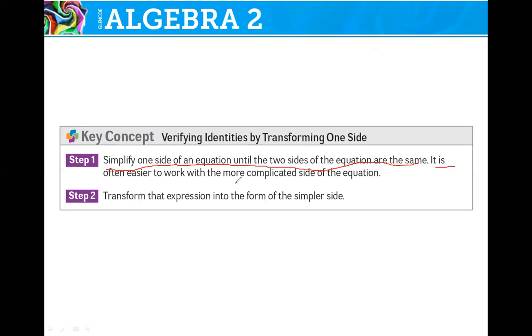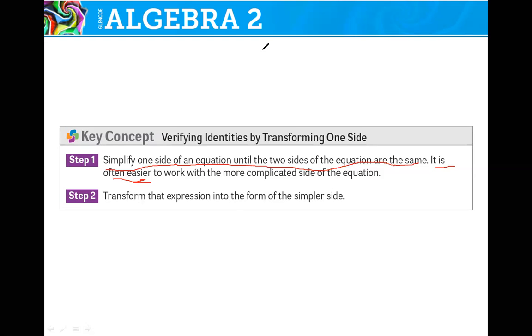It's often easier to work with the more complicated side of the equation. So if you have two sides, the first side is very simple and the second side is complicated, start with the complicated side and simplify it to get a simple answer. Okay, so this is our remark: transform the expression into the form of the simpler side.